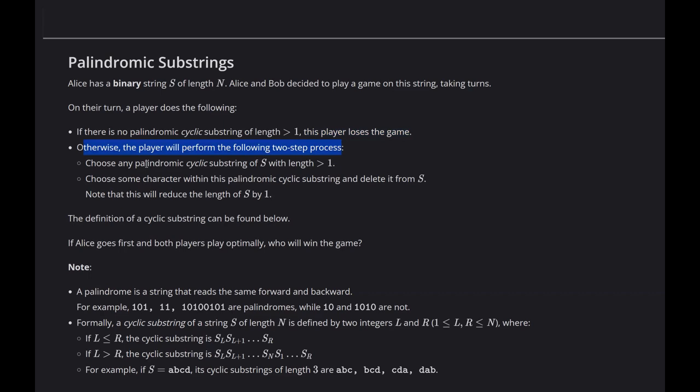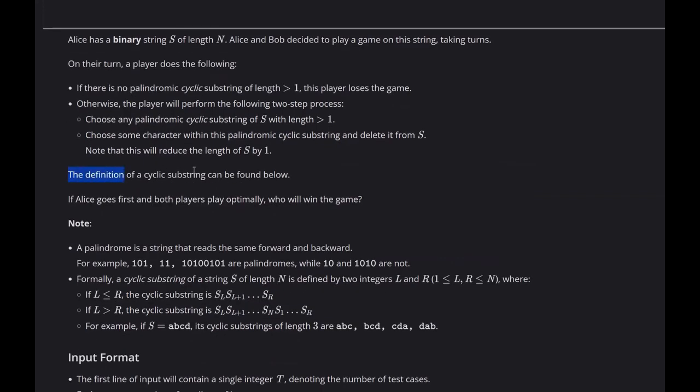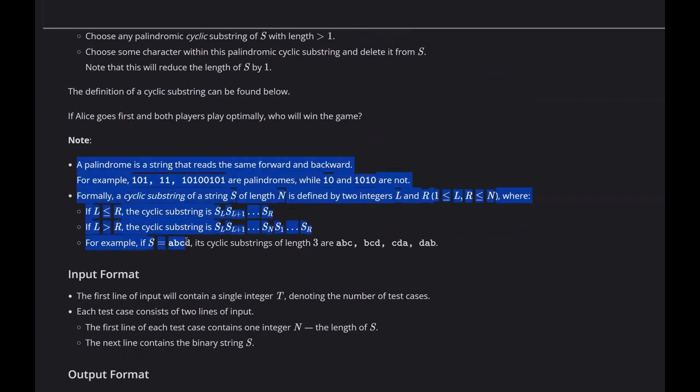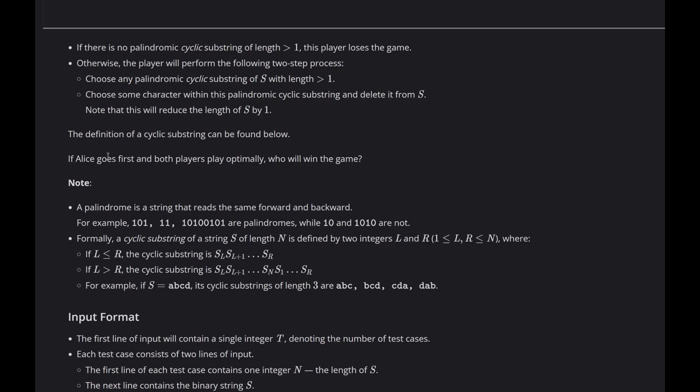Otherwise, if the player can choose it, then first of all, he will have to choose any one of the palindromic cyclic substrings, and then he will have to choose some character within this palindromic cyclic substring and delete it from S. And this operation will reduce the length of the string by 1, because we have got rid of one of the characters, right? And the definition of palindromic cyclic substring is here. Before that, there is one more thing. If Alice goes first and both players play optimally, who will win the game? This is something we have to tell.